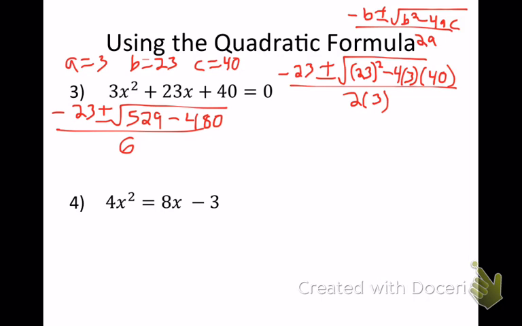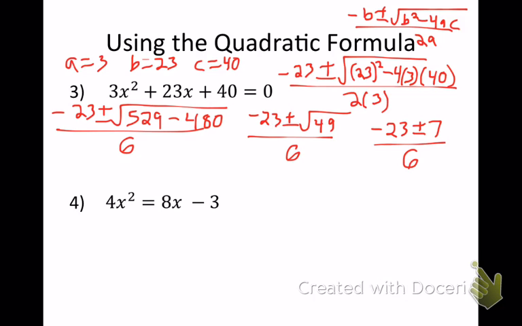Now I take the next step and simplify. So I get negative 23 plus or minus the square root of 529 minus 480, which is 49, all over 6. Now this kind of gets us a unique problem. Why? What's the square root of 49? Yeah, 7. So I get negative 23 plus or minus 7 all over 6.